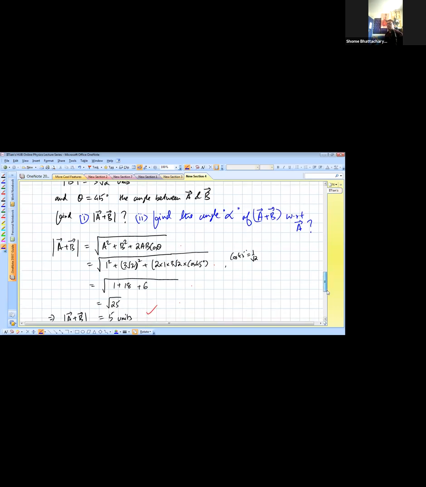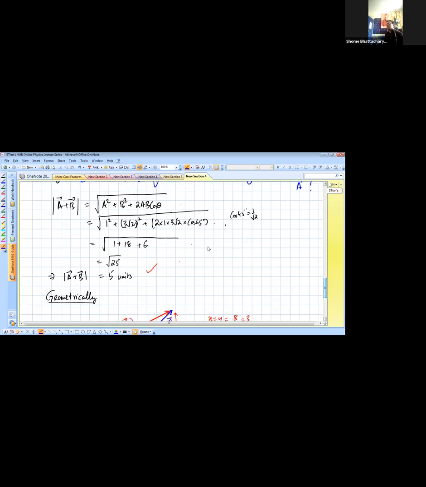For that, we have to use that second formula. Along with this, we also have tan alpha is equal to B sine theta upon A plus B cos theta. In the formula-based method, I just have to substitute here. So this is 3 root 2 into sine 45, which is 1 by root 2, upon 1 plus 3 root 2 into cos 45, which is also 1 by root 2. So you can see that tan alpha is equal to 3 by 4, or 0.75.